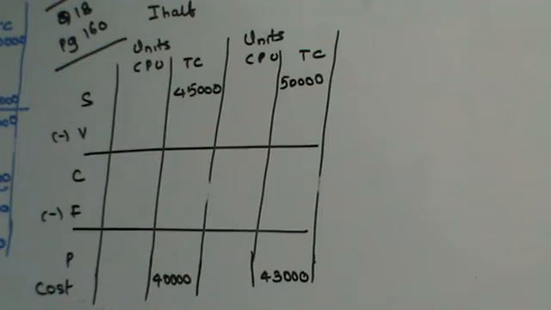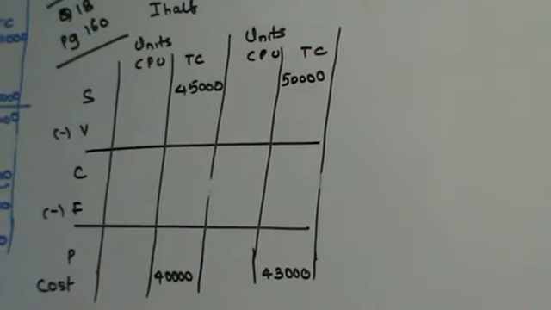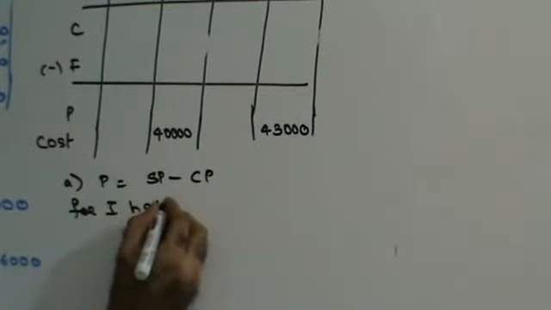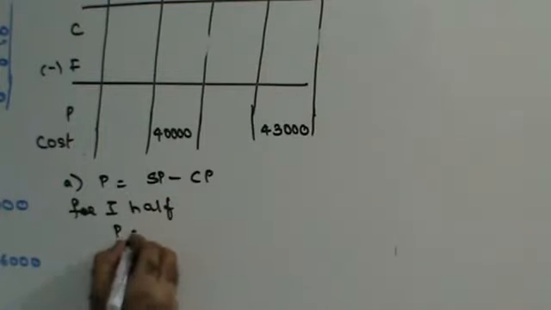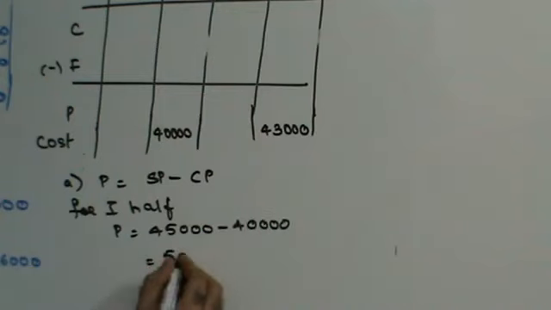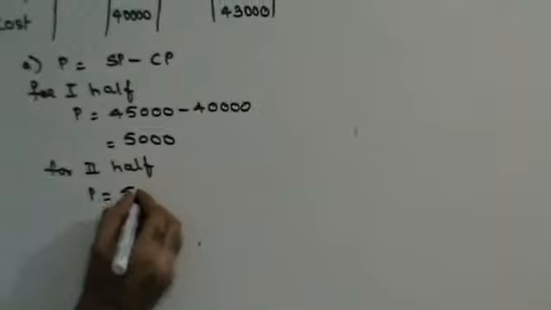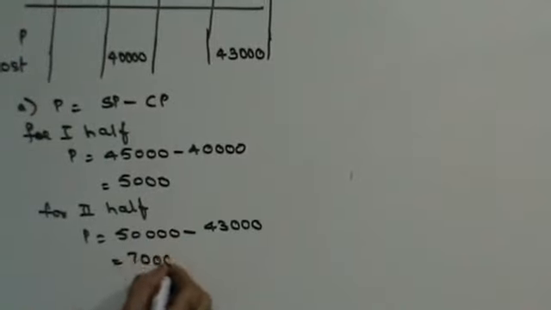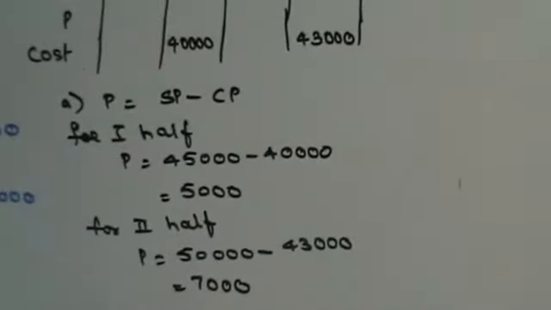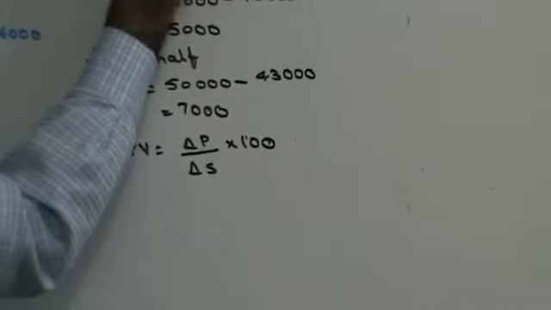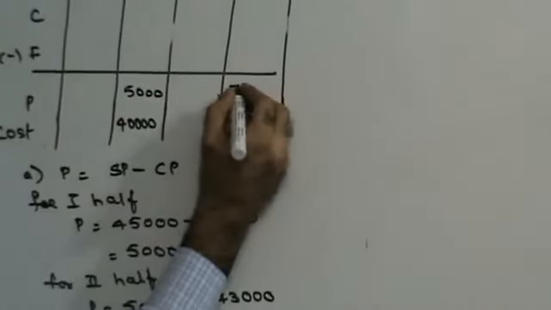First, we know that profit is selling price minus cost price. For the first half, profit will be selling price 45,000 minus cost price 40,000, which is 5,000. For the second half, profit is going to be 50,000 minus 43,000, which is 7,000. Next, PV is given by the formula change in profit upon change in sales into 100. I'll just write the profit down. Profit for the first half is 5,000, second half is 7,000.